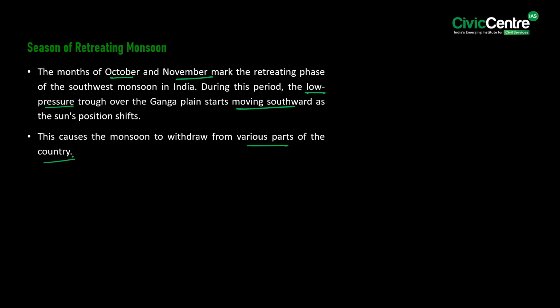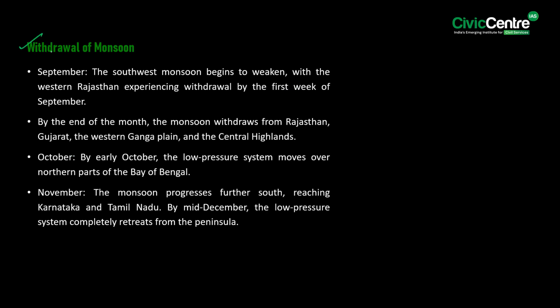Talking about the withdrawal of the monsoon, firstly, the southwest monsoon begins to weaken, with western Rajasthan experiencing withdrawal by the first week of September. Then, by the end of the month, the monsoon withdraws from Rajasthan, Gujarat, the western Ganga plain, and the central highlands. Next, by early October, the low pressure system moves over northern parts of the Bay of Bengal. Lastly, the monsoon progresses further south, reaching Karnataka and Tamil Nadu. By mid-December, that low pressure system completely retreats from the peninsula.